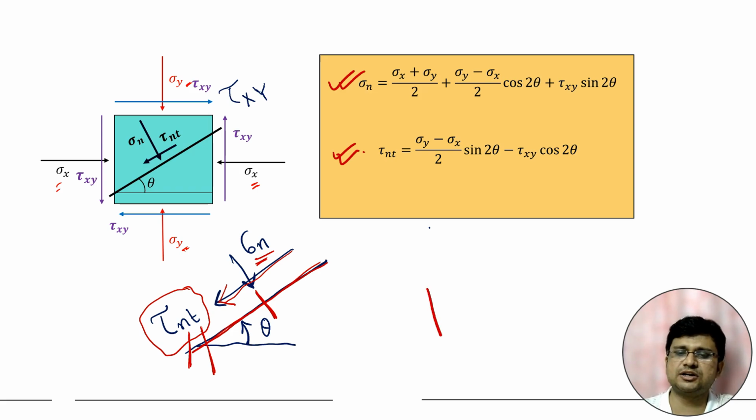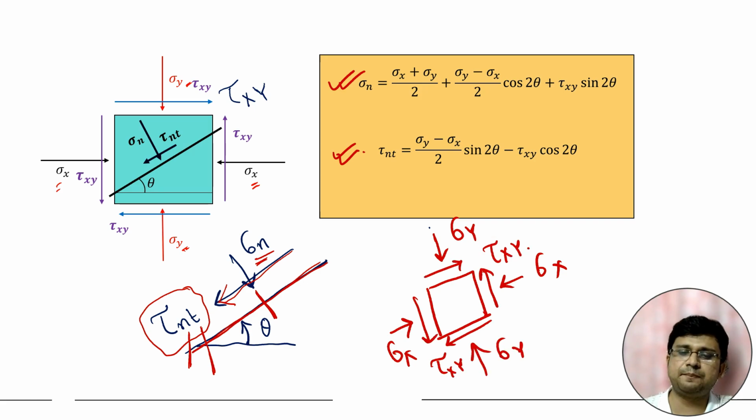For a particular condition of sigma x, sigma y and tau xy, if all these values are given, then for any particular value of theta, we can calculate the normal and shear stress by using these two equations. The angle can be anything from 0 degree to 90 degree. The value of theta can be anything.